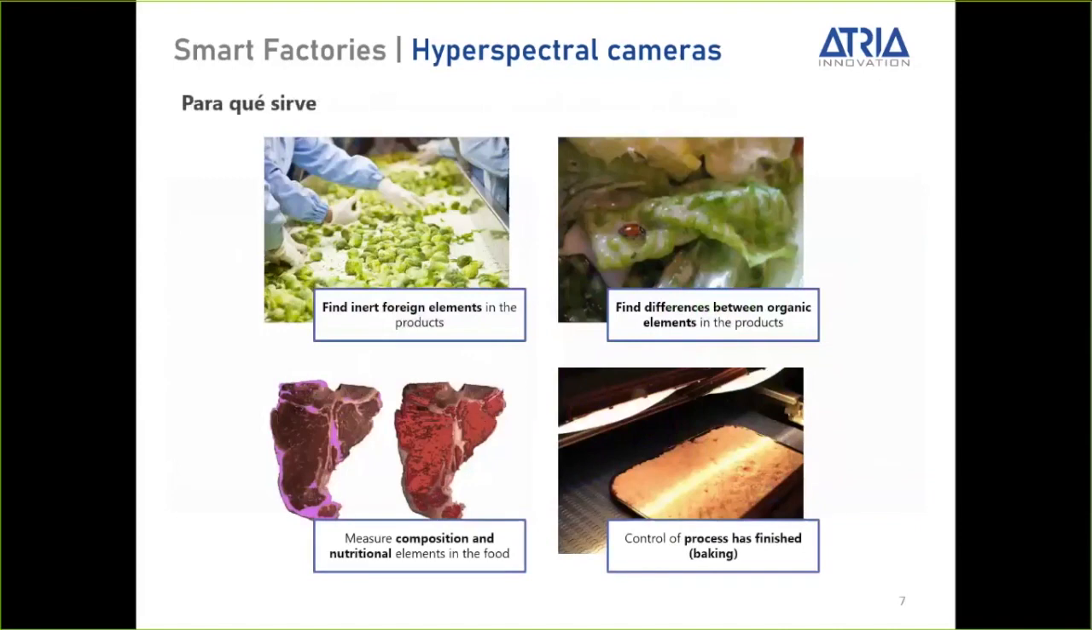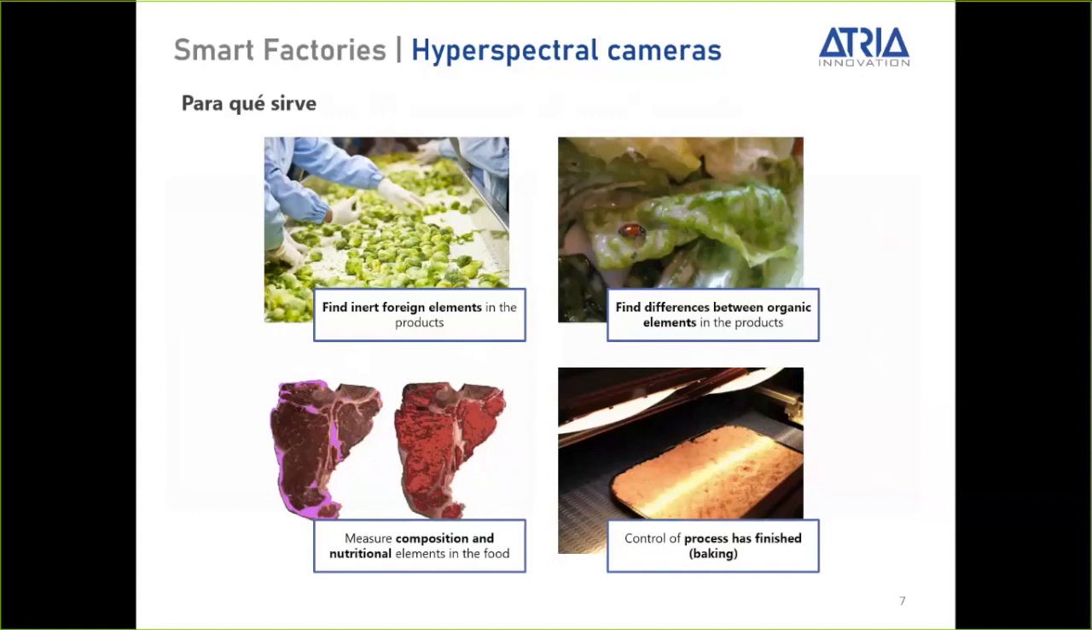And now we are going to see which are the specific applications. The first one is to find inner foreign elements in the product. Some of my colleagues have also talked about it. For example, in this line that was for producing salads, they wanted to detect different inorganic materials, such as plastics, bits of plastic, and stones. And we installed their system that was able to detect those differences.